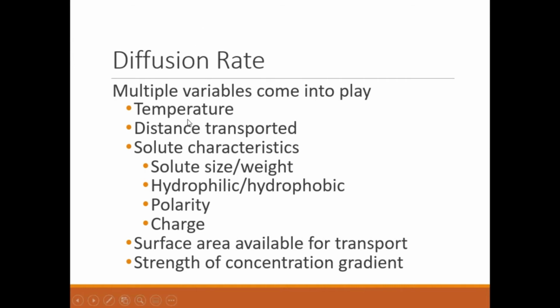Likewise, as long as we're talking about diffusion into and out of a cell, we can negate distance transported, because pretty much every cell is going to have roughly the same plasma membrane thickness. This concept will become important later on when we do cardio, but as far as diffusion simply into and out of a cell, temperature is not a variable we're going to consider, neither is distance transported. So that leaves us with our last three: our solute characteristics, our surface area available, and the strength of the concentration gradients. Let's talk about those.